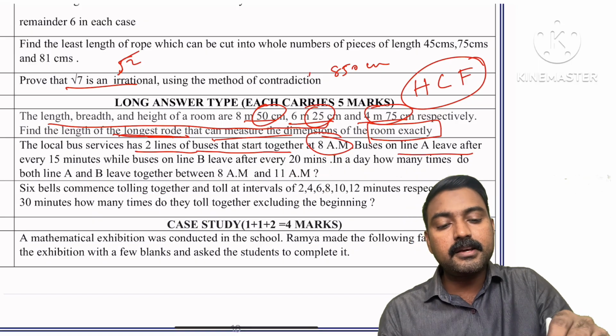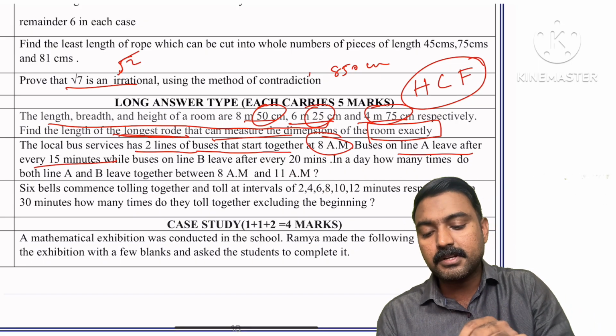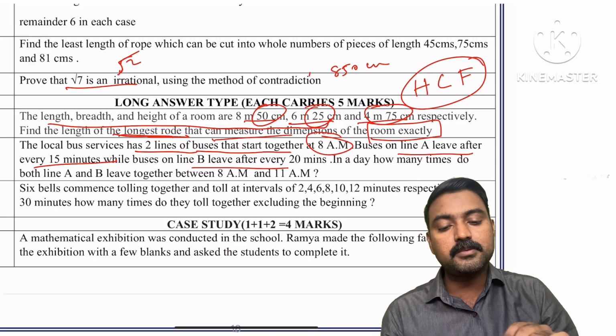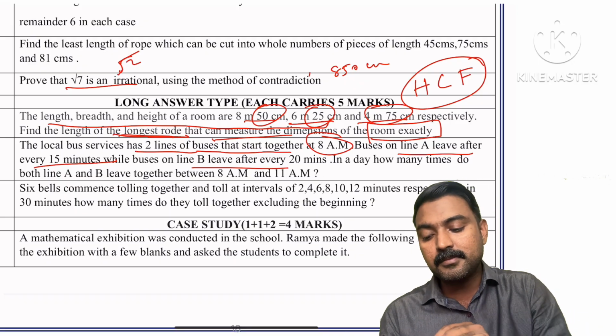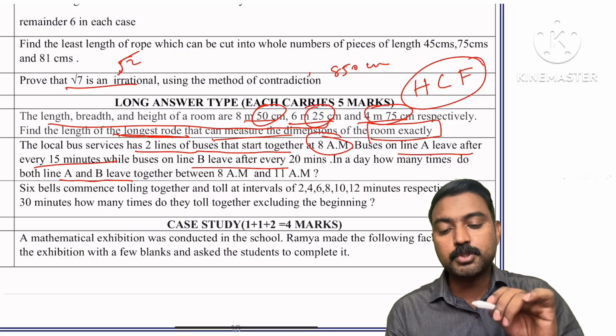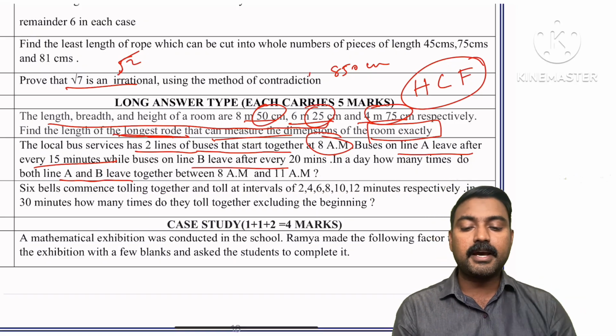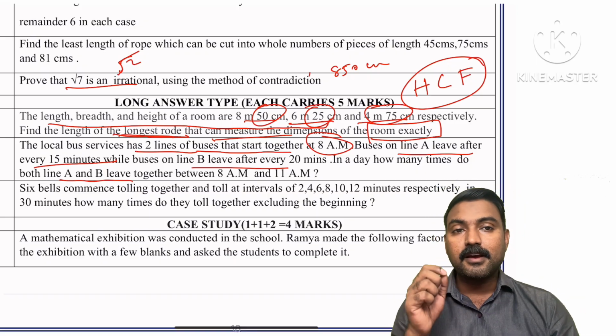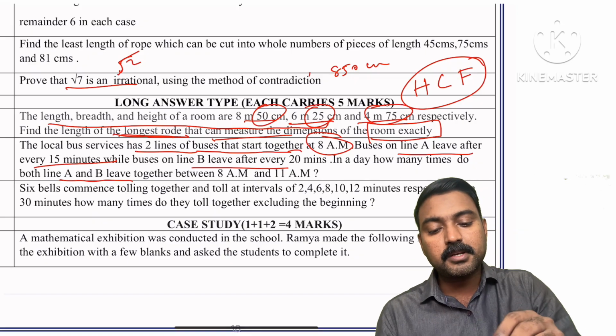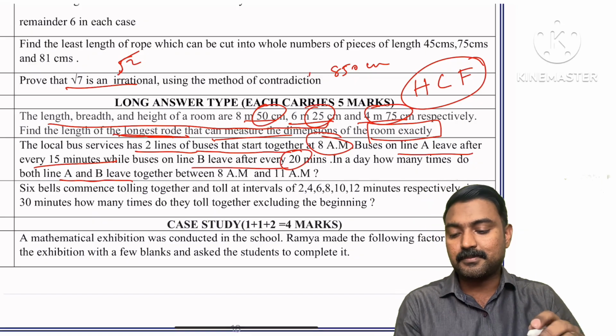Buses on line A leave after every 15 minutes, while buses on line B leave after 20 minutes in a day. How many times do both lines A and B leave together between 8 a.m. and 11 a.m.? So we need to find the same time of these 2. That means a common multiple should be found.